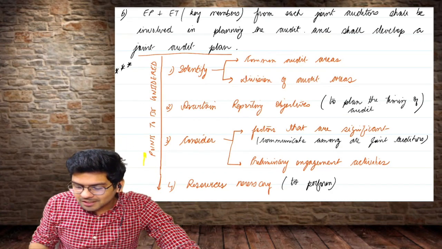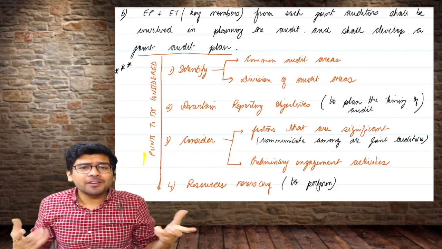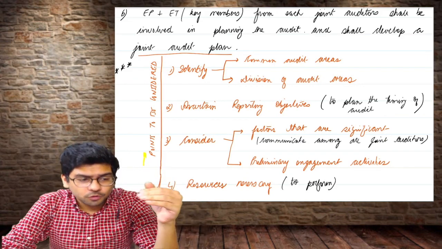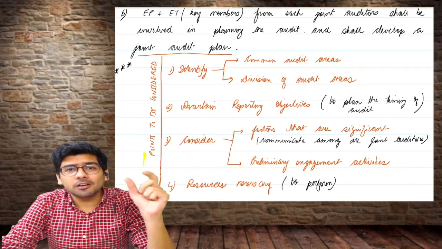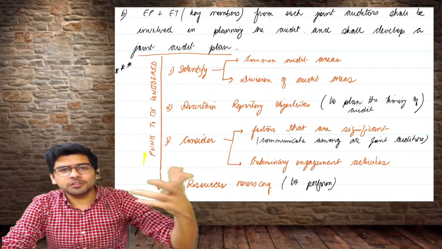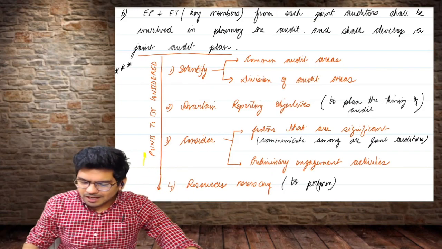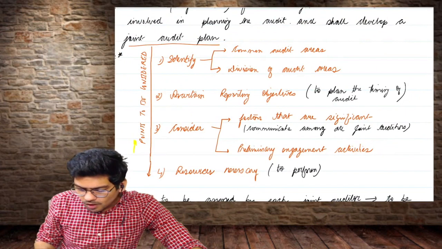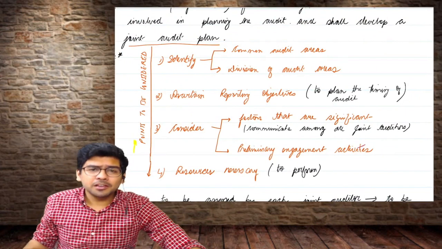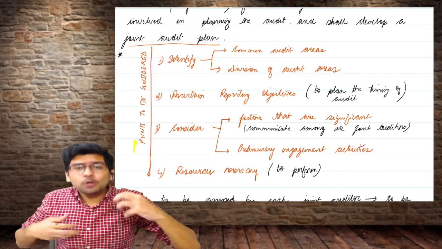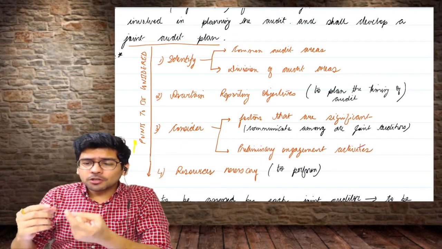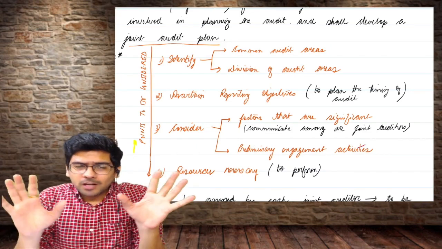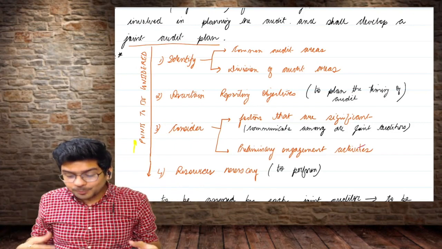Third, consider the factors that are significant for the entire joint audit. What are the factors that can be significant? We need to consider them, and we need to communicate them amongst all the joint auditors. So all the factors which are very important for the conduct of the joint audit should be mentioned in the plan, and obviously communicated amongst all the joint auditors. If you can see, I have written here also, communicate amongst all the joint auditors. And consider preliminary engagement activities. What can be the preliminary engagement activities? It means all the joint auditors need to ensure whether they are complying with the ethical requirements, whether they are independent or not, whether the audit engagement letter has been made or not, all these things. We call it preliminary engagement activities.